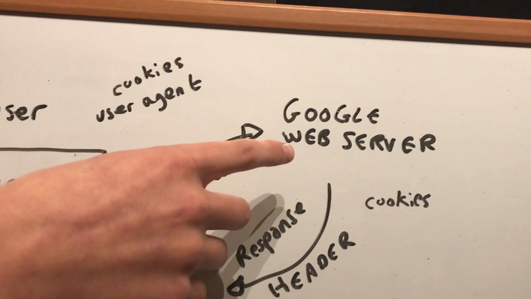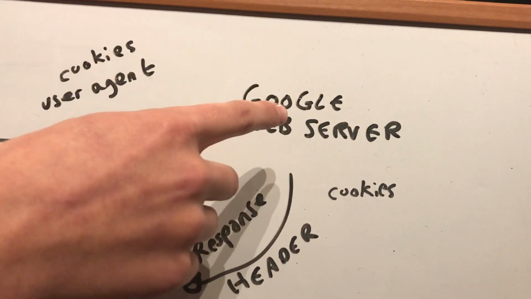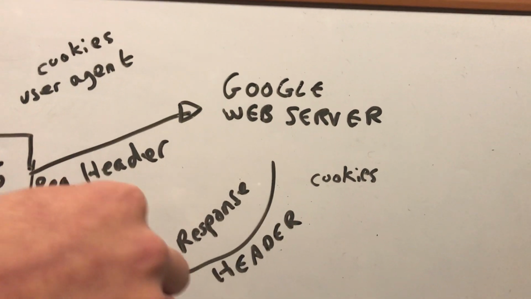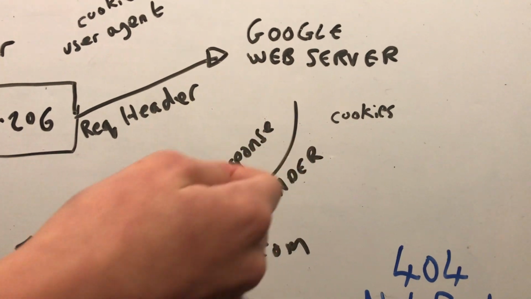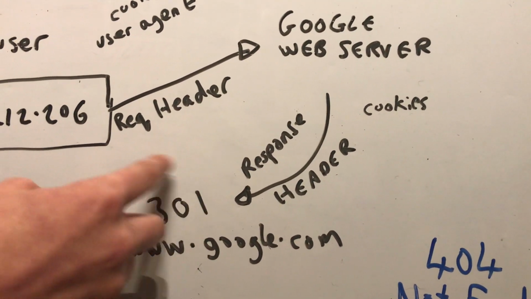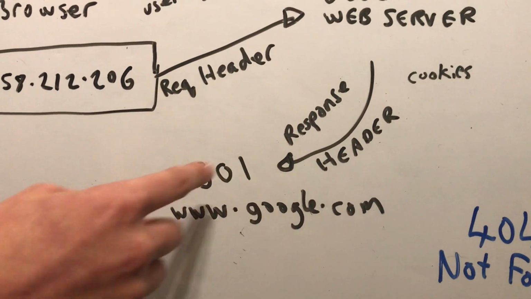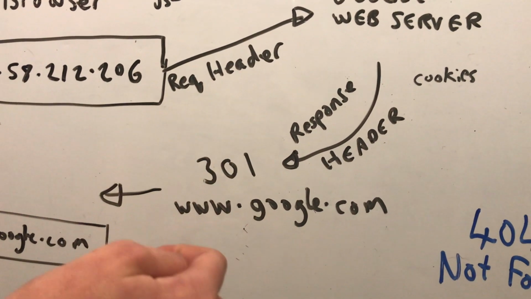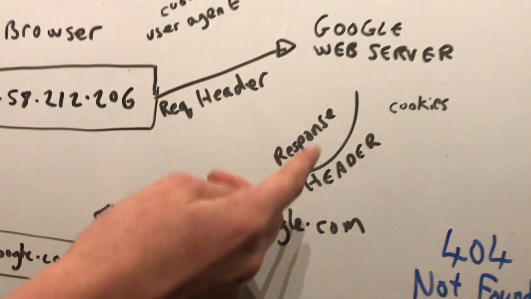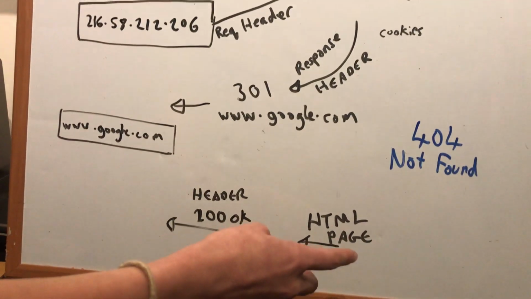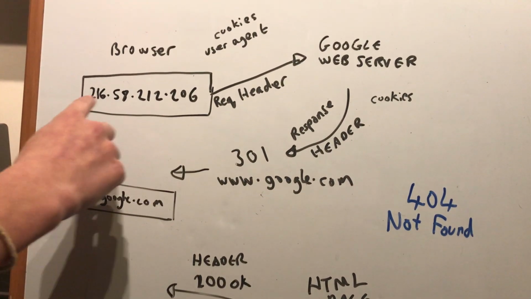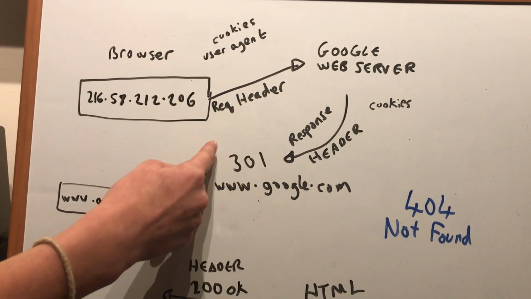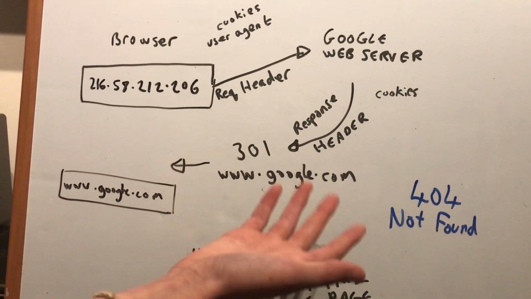So that's going to Google, and then Google will give a response header. Now that's got things such as cookies again, but we're just picking out what this is here. Now this 301 means that it's permanently moved. Now Google knows what you want anyways. It could give you the HTML page, but for some reason it doesn't like us typing in the IP address, so it gives us our code 301, which means permanently moved.